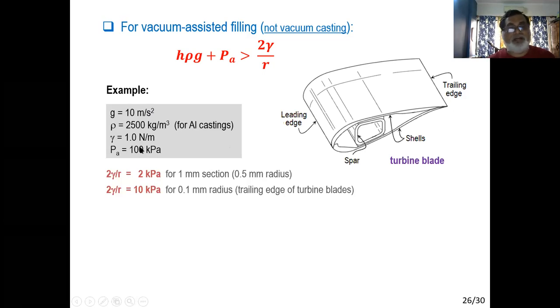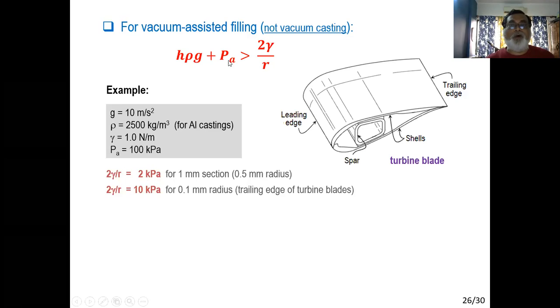Okay, forget about that one. Roughly, this is 100 kPa for easy calculation. So the resistance term twice gamma by r is 2 kPa if this section is about 1 millimeter thick. That means radius is equal to 0.5 millimeter. So 0.5 millimeter radius, twice gamma by r becomes 2 kPa. And at the trailing edge, which is 0.1 millimeter radius, the pressure on the right hand side becomes 10 kPa.